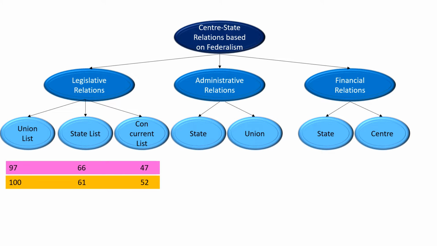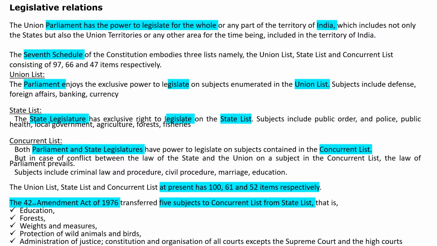Legislative relations. The Union Parliament has the power to legislate for the whole or any part of the territory of India, which includes not only the states but also the Union territories or any other area for the time being included in the territory of India. The seventh schedule of the Constitution embodies three lists, namely Union List, State List, and Concurrent List, consisting of 97, 66, and 47 items respectively.